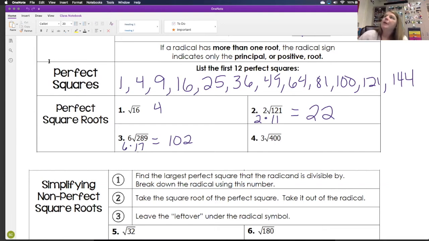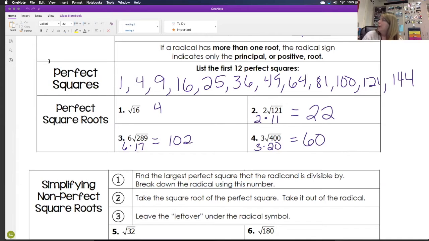And then our last perfect square, the square root of 400 is 20. 20 times 3 would give us 60. So our 4 answers there were 4, 22, 102, and 60.